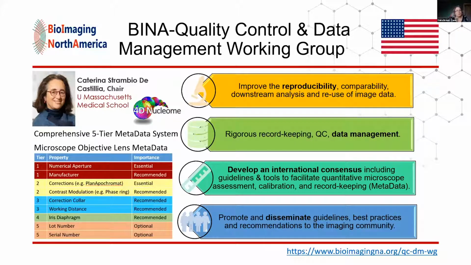And I'll just highlight one initiative. She has a comprehensive 5-tier metadata system that she's been working on in collaboration with the 4D Nucleome, where they're developing a tier-based model for metadata for all components of light microscopy systems across many different modalities. I just have one example there. I'm showing an objective lens, going from essential information that needs to be in the metadata to things like a serial number that might be optional. And this is a really important initiative that I think will really help facilitate data sharing in bioimaging.